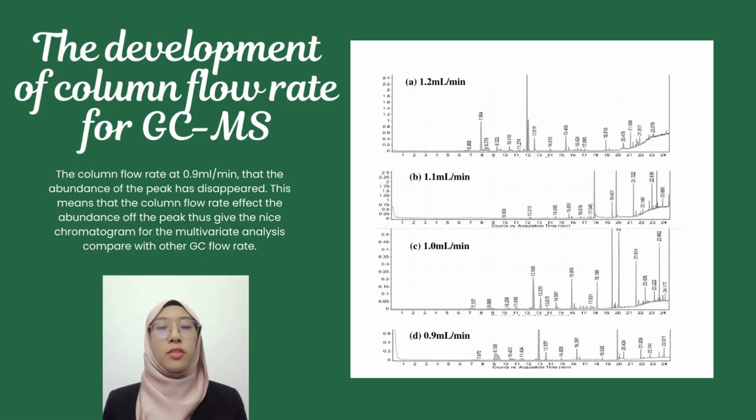Development of column flow rate for GC-MS. The next parameter to optimize is the column flow rate. The column flow rate was varied in the experiment, as can be seen in chromatograms A, B, C and D. As the carrier gas flow rate decreases, the overlapping peaks and the abundance of the peaks also decrease. At a column flow rate of 0.9 ml per min, the abundance of the peaks has disappeared. This means that the column flow rate affects the abundance of the peaks, and thus gives a nice chromatogram for the multivariate analysis compared with the other GC flow rates tested.